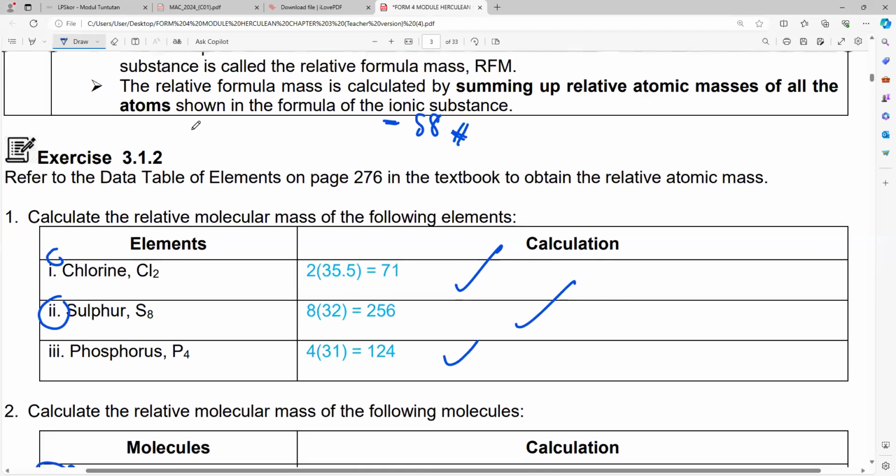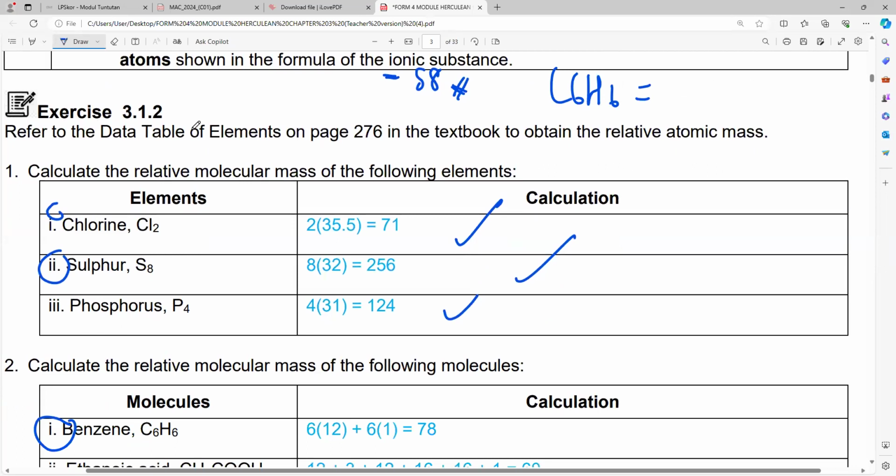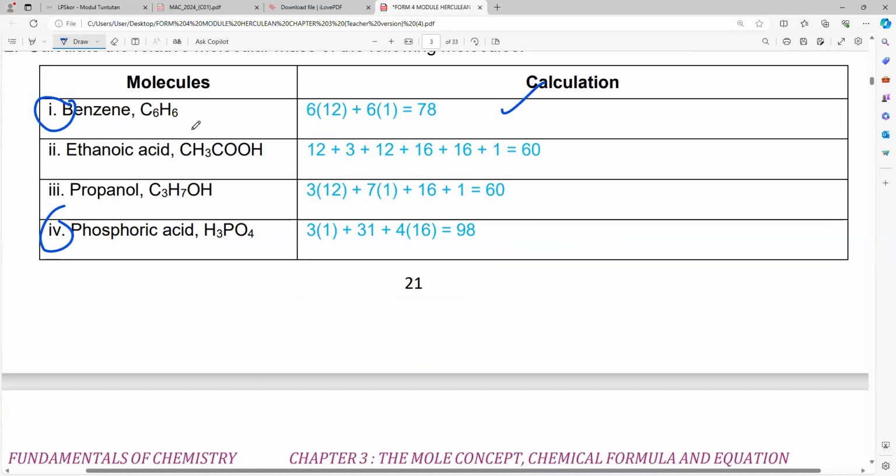Okay, look at the next molecule, benzene, C6H6. What's my answer here? Okay, very good, very good. I've got 3 students answering teacher, 4. Very good. Okay, I've got 78. Well done, 5. All right, good job. It is 78. Then the last one I gave you was phosphoric acid.